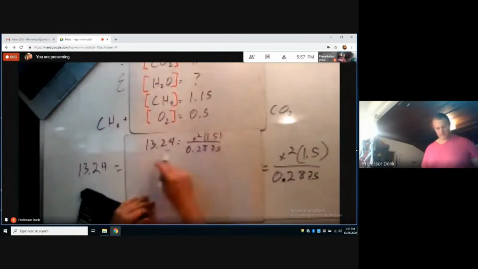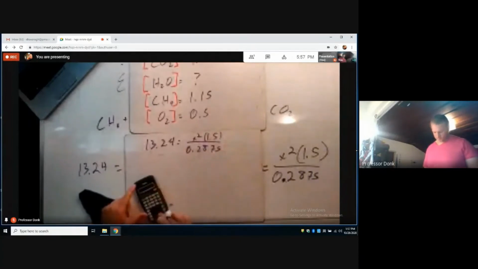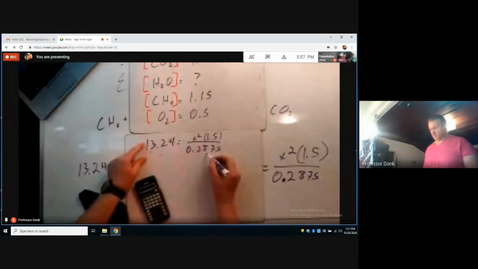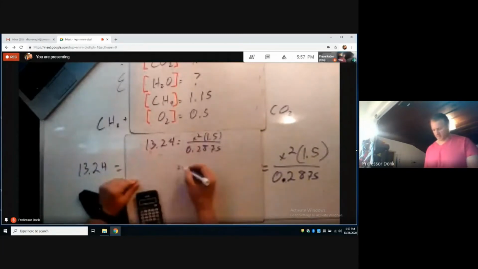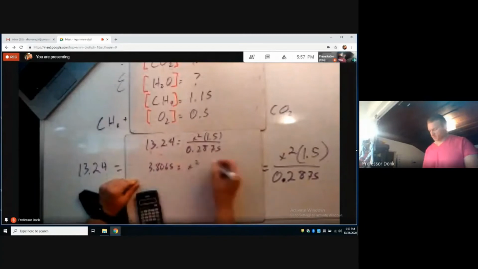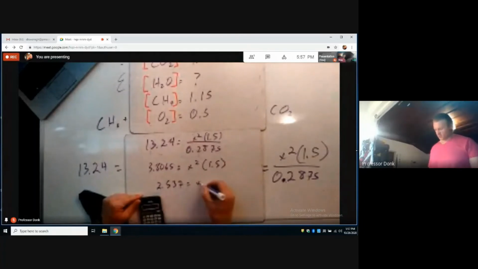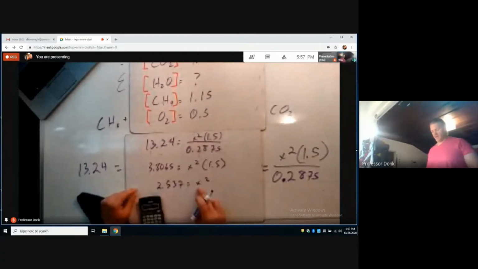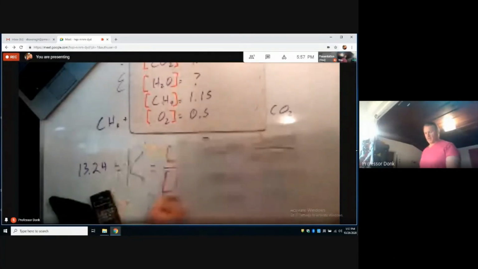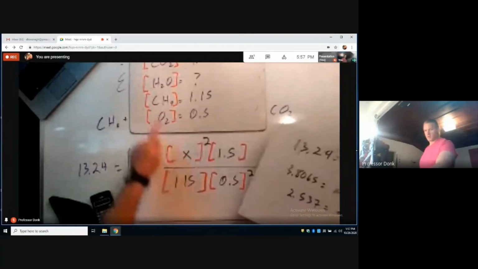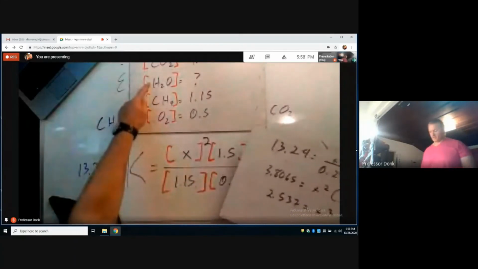Multiply both sides of the equation by 0.2875. I get 3.8065 equals x squared times 1.5. So to get x by itself, I'm going to divide each side by 1.5. I have 2.537 equals x squared. Remember, x squared started out as the concentration or molarity of H2O. I'm going to take the square root.